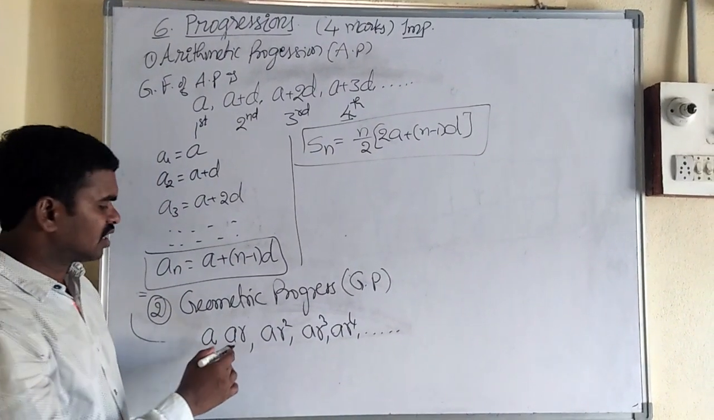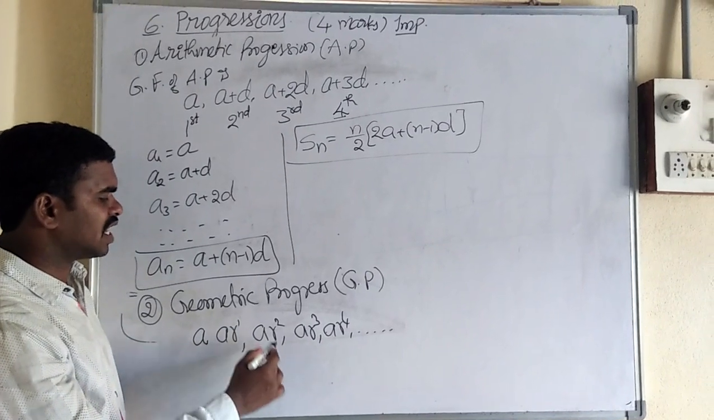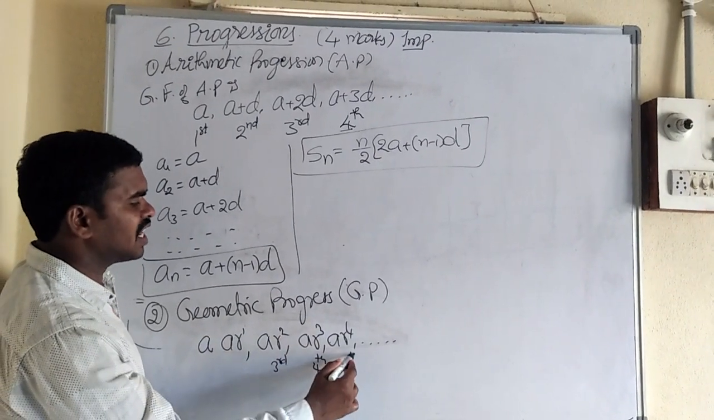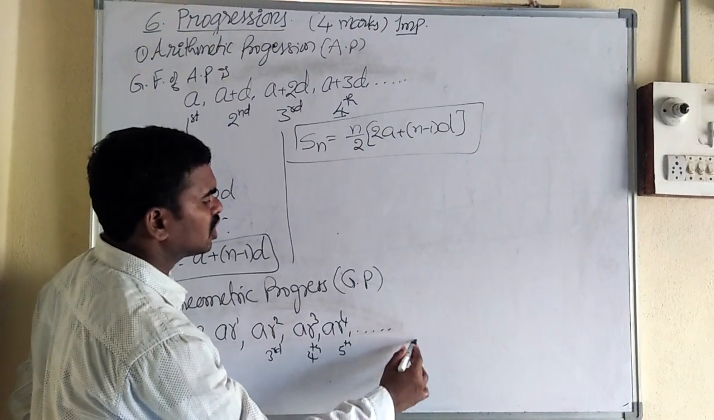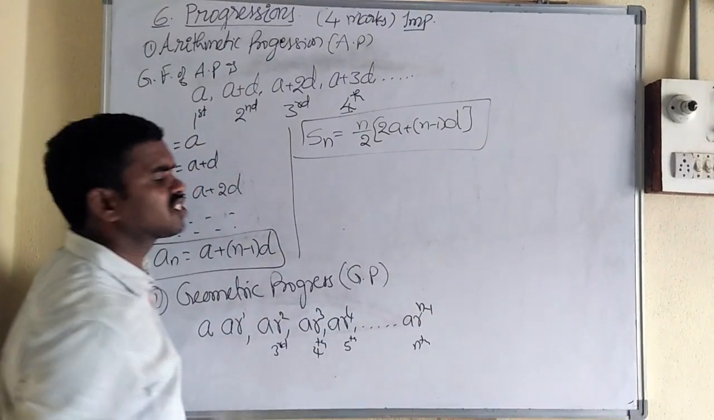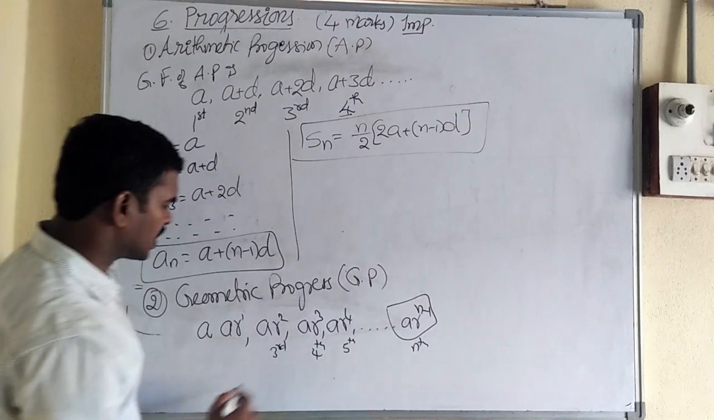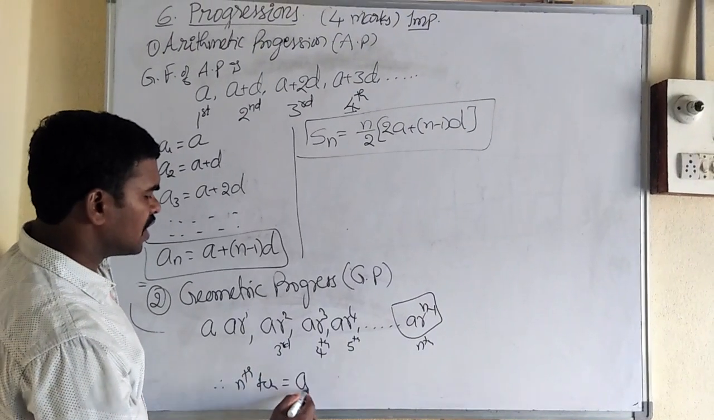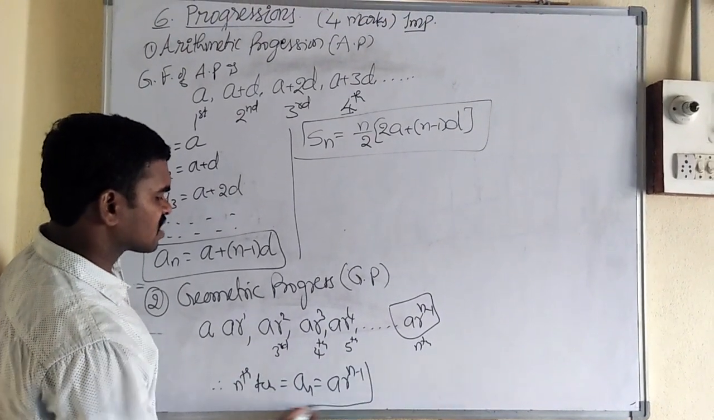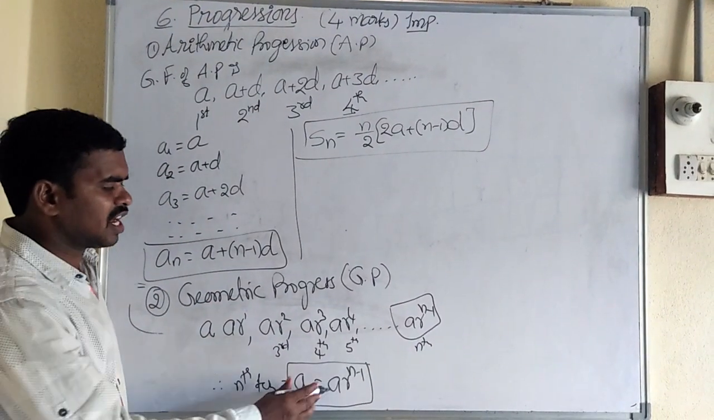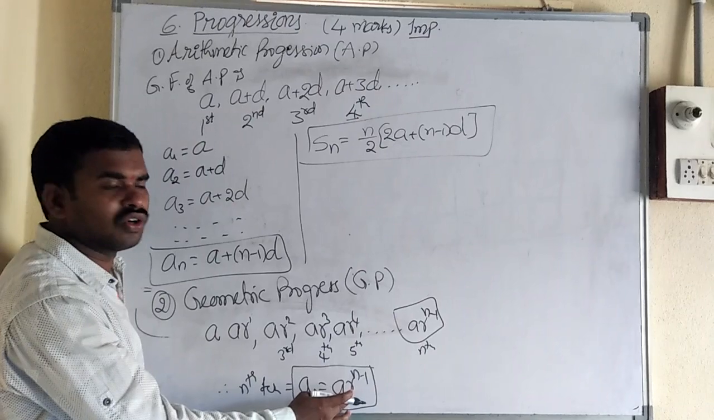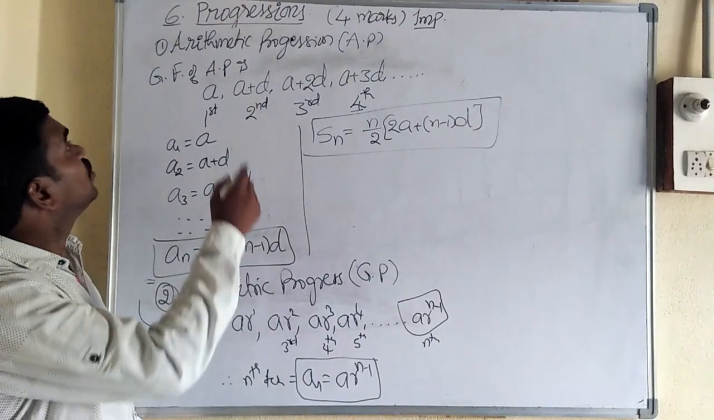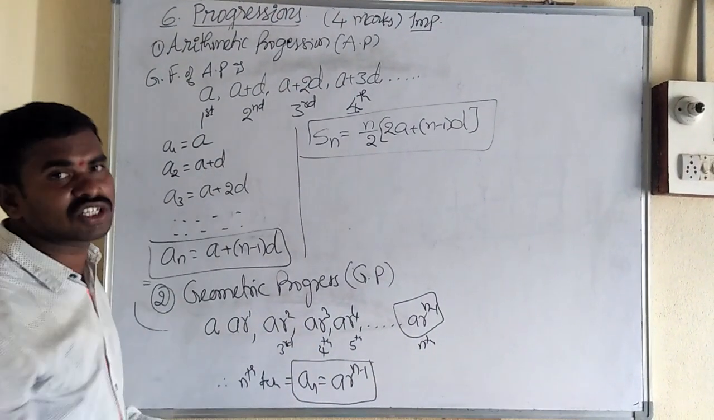This is also like same. The second term is A into R power 1, third term is A into R power 2, fourth term is A into R power 3, fifth term means A into R power 4. Similarly, nth term is A into R power n minus 1. So what is nth term of geometric progression? Therefore, nth term of geometric progression is an equal A into R power n minus 1. So these are the formulas. Here A means first term, R means common ratio between any two consecutive terms, n means number of terms. These are the useful formulas. Now we are going to solve 4 marks questions.